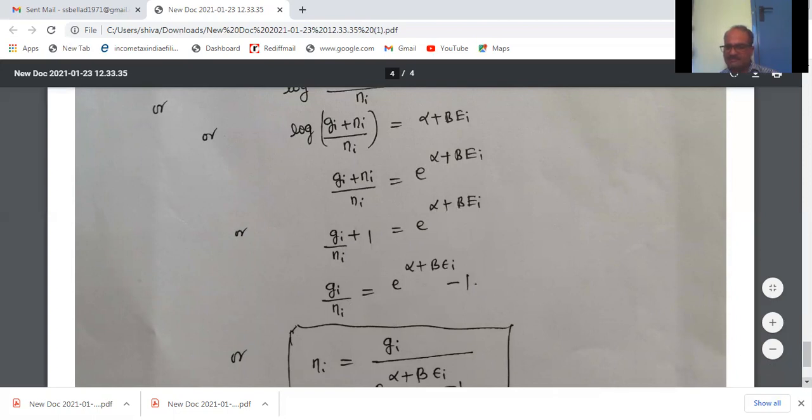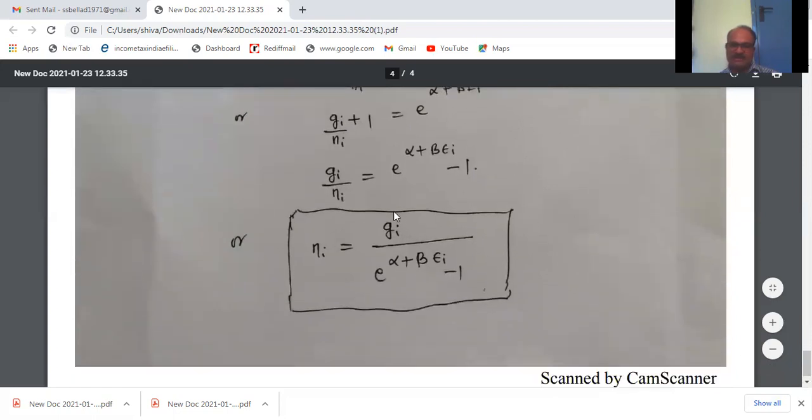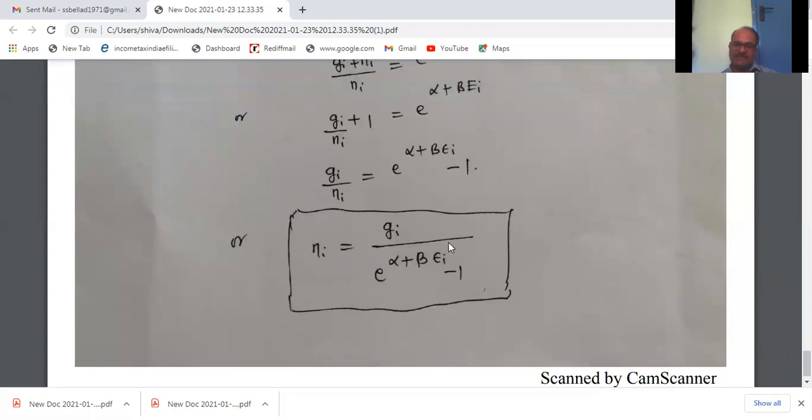And lastly, rearrange the terms. You take ni to this side, and this whole term goes to the denominator. So lastly, ni is equal to gi divided by e to the power alpha plus beta ei minus 1. In this way, we got the expression for the distribution formula of the Bose-Einstein distribution. From an examination point of view, it is very, very important, so prepare immediately. Thank you.